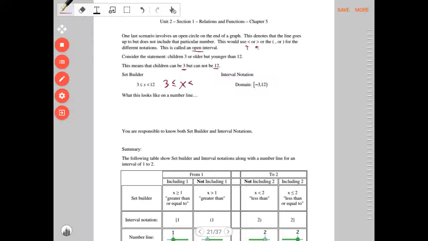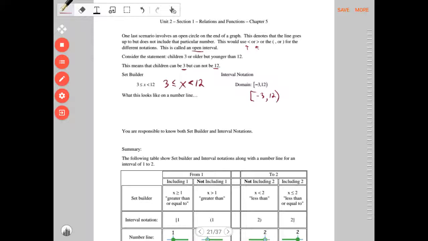You can be 11 years and 364 days old, but as soon as you get to 365, you're now 12, and it's not allowed. So you cannot equal 12, and that's denoted by just the less than sign. There's no equal underneath. In interval notation, you're allowed to equal 3, so a square bracket, but then you have an open interval on the 12. You're not allowed to equal 12. Again, 11.9999999 is just fine. 12, no.